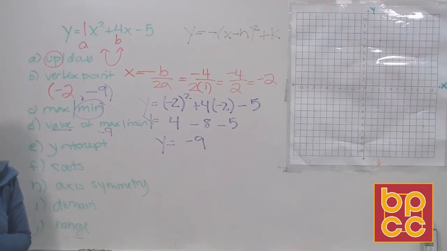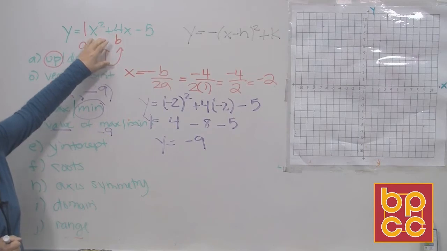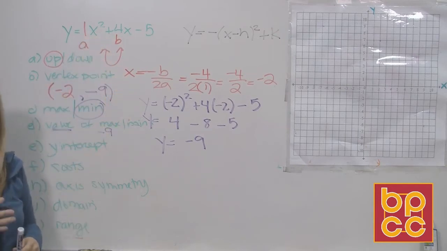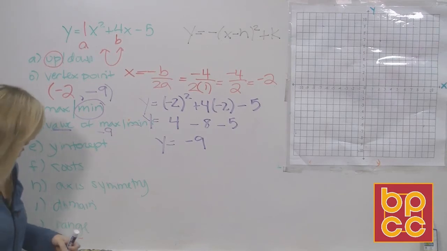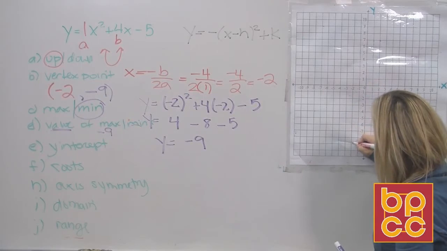Now the problem is, with this equation, we got two pieces of information. We figured if it went up or down, we got a vertex point. That is not enough to graph a parabola. Because watch, if I go plot it, I only got to plot the vertex point. Negative 2, negative 9.